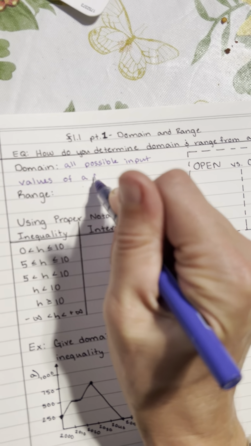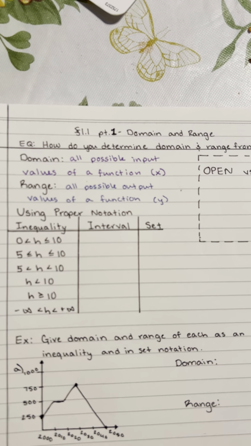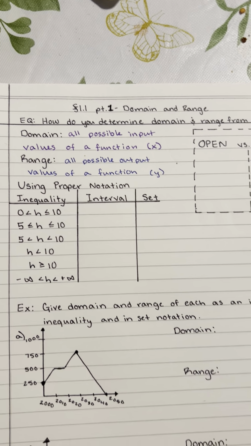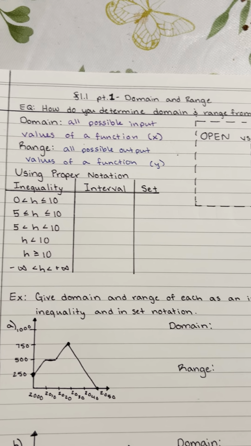And then we have the range, which is all possible output values of a function. Again, think of this as the y values. Okay, so domain is x, range is y. Sorry, it keeps blurring in and out. So dang iPhone is too fancy for us.